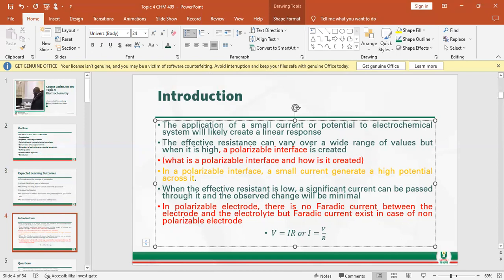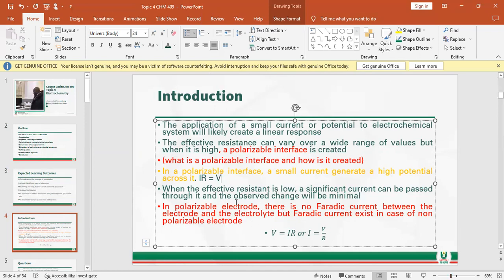The effective resistance can vary over a wide range of values, but when it is high, a polarizable interface is created. What is a polarizable interface and how is it created? In a polarizable interface, a small current generates a very high potential across it. That means, just like I've said, you have IR equal to V. When the current increases, the voltage will increase and it will be very high. That is a polarizable interface. When the effective resistance is low, a significant current can be passed through it and the observed change will be minimal. In a polarizable electrode, there is no Faraday current between the electrode and the electrolyte. A Faraday current exists in the case of non-polarizable electrodes.